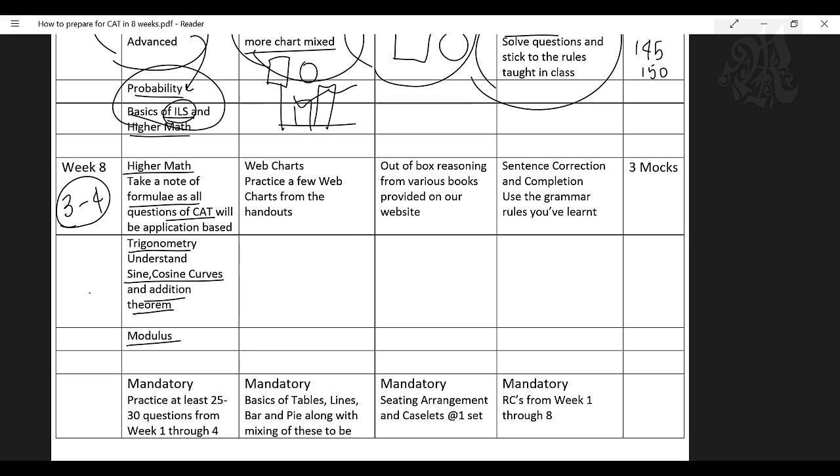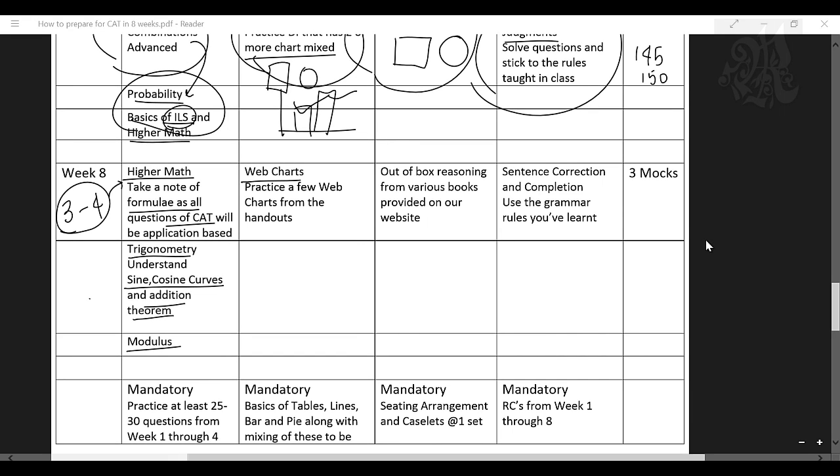In the last week, when it comes to data interpretation, you must do your web charts, because web chart is something which is very unique, not really asked as such, but you can just go through it. Just glance through these things in the last week. Coming back again to quant, we'll have to just do these 3-4 patterns and just glance through them. Try to practice 1 or 2 questions of the same pattern, and that should be enough. When it comes to DI, again, we're doing web charts. You just have to see a couple of web charts here and there, and that's about it.